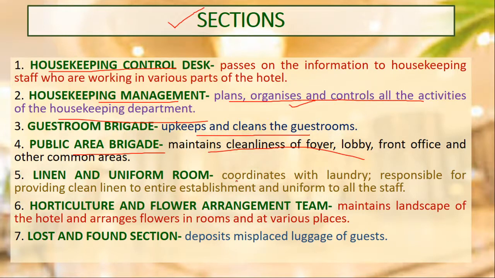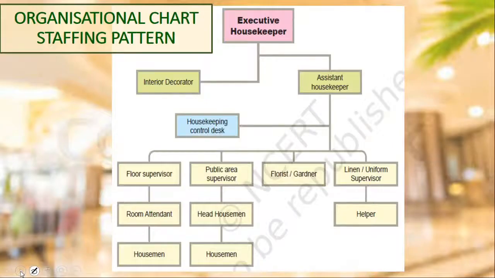Linen and uniform room, it coordinates with the laundry, staff, so that every day you have clean furnishings. Horticulture and flower arrangement team, it maintains the landscape, the beautification, and arranges flowers in the rooms or the lobbies, entrance in various areas. And one very important section is the lost and found section, so that your misplaced luggage is not lost, you can get it later on.